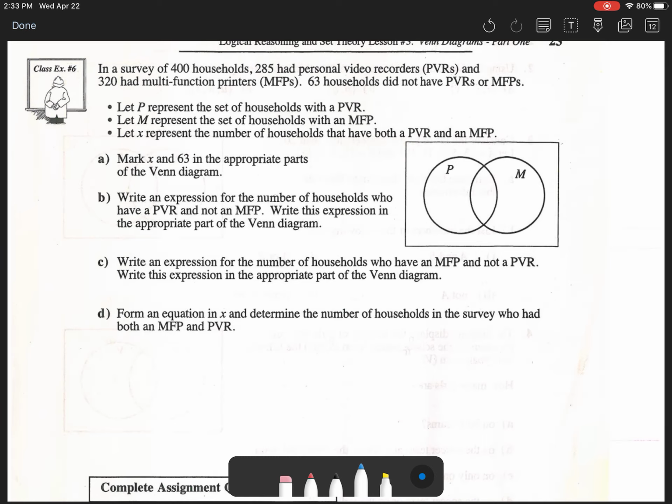All right, now, the more complicated ones look like this. In a survey of 400 households, there were 285 that had personal video recorders, which they refer to as PVRs, and 320 that had multifunction printers, MFPs. 63 did not have PVRs or MFPs. So here they go with telling us what is what. Let P represent the number of households with a PVR. Let M represent the set of households with an MFP, and let X represent the number of households that have both a PVR and an MFP.